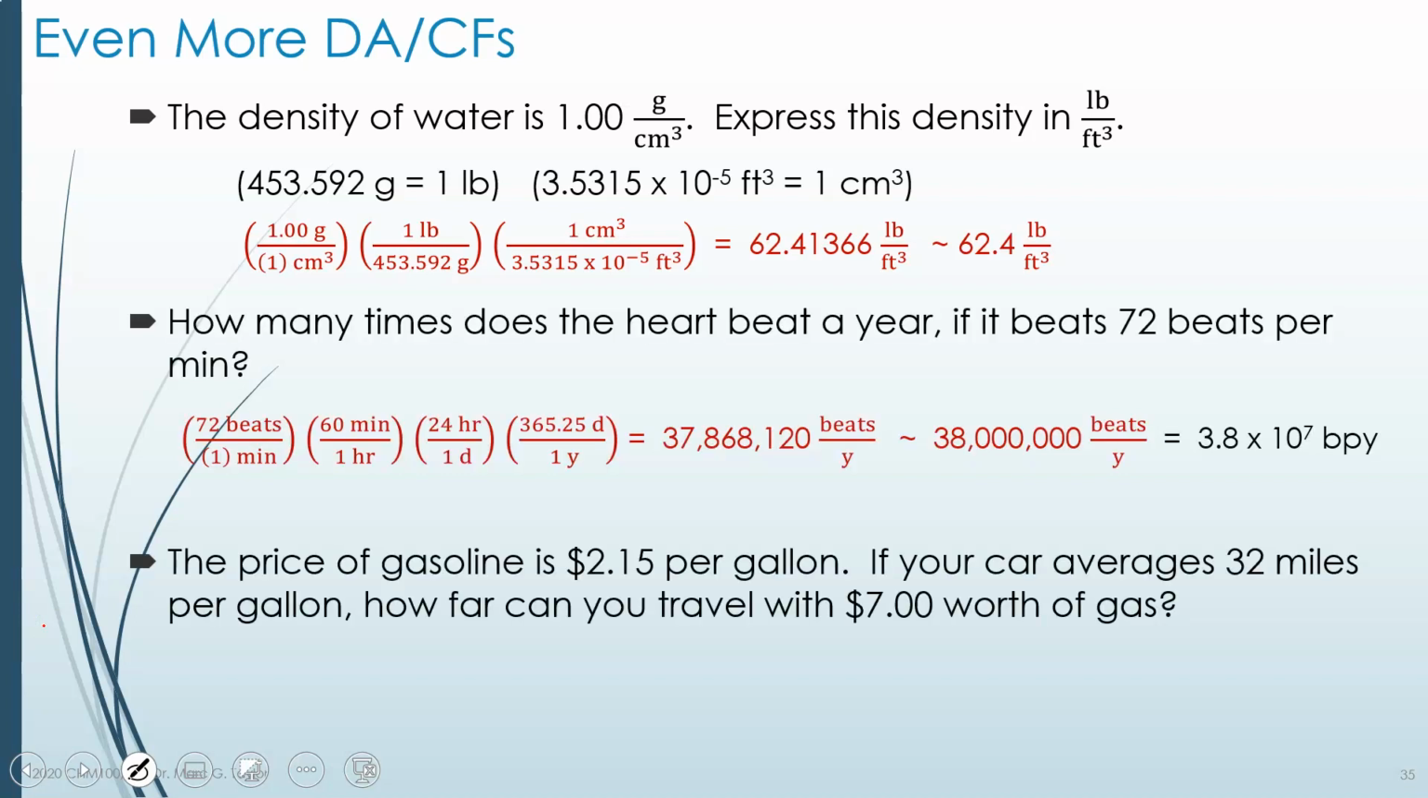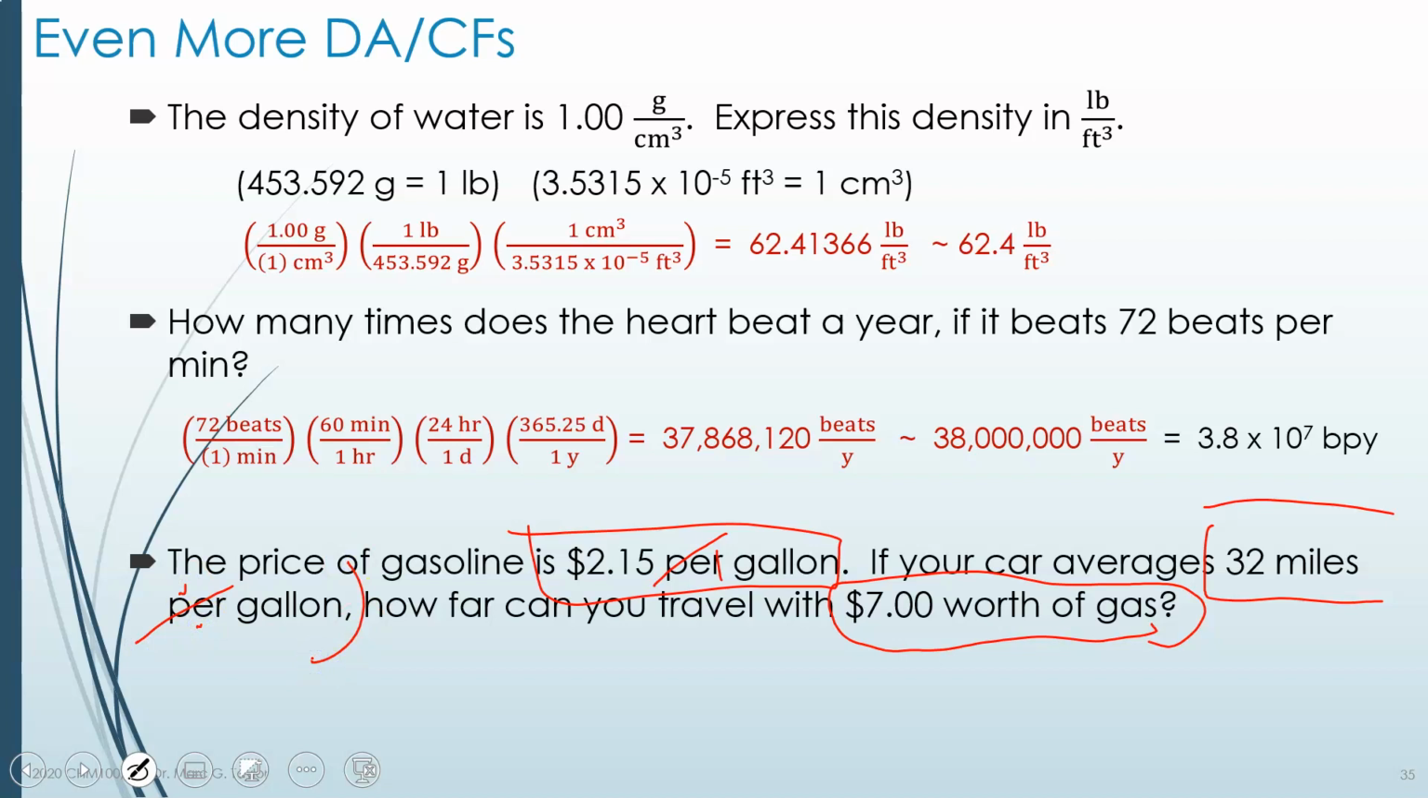And the last one involves a couple different conversions. The price of gasoline is $2.15 per gallon. Your car averages 32 miles per gallon. How far can you travel with $7 worth of gas? So the thing you have here is the $7 worth of gas. This is a conversion factor. You can see the per, so that's divided by 1 gallon. And you can see the rate here, the speed, is 32 miles per. Remember, per just means divided by gallon.